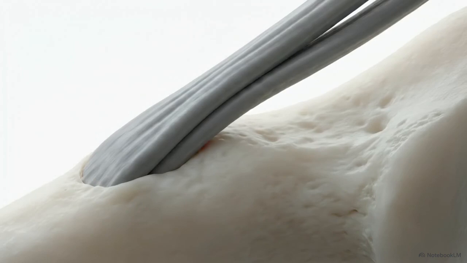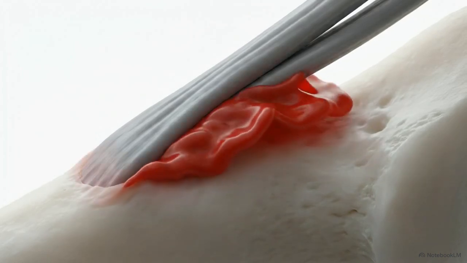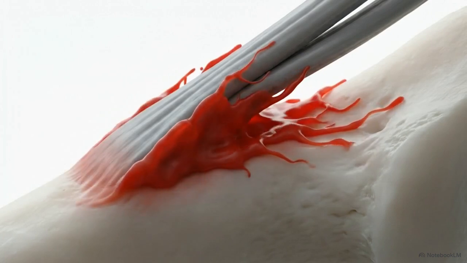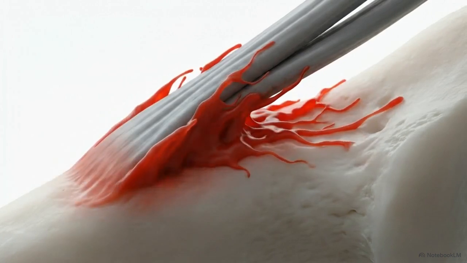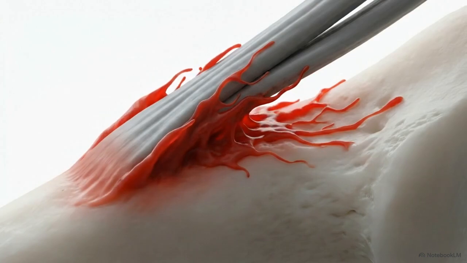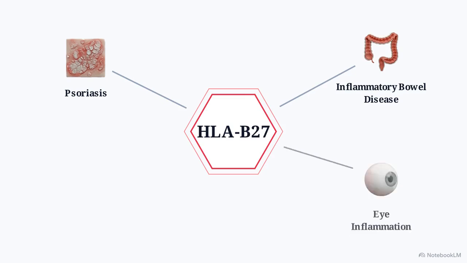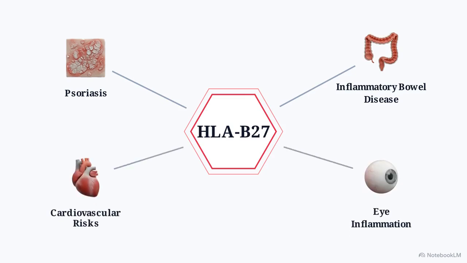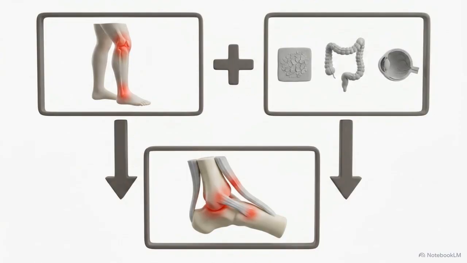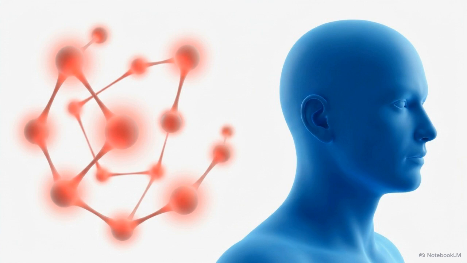SPA is driven by the innate immune system, specifically the IL-17 and IL-23 axis, and is strongly associated with the HLA-B27 gene. This pathway is also linked to psoriasis, inflammatory bowel disease, and eye inflammation, along with cardiovascular risks like aortic root dilatation. Finding asymmetric lower limb pain combined with these skin, gut, or eye issues necessitates a diagnostic framework distinct from RA. A third pattern involves connective tissue diseases.